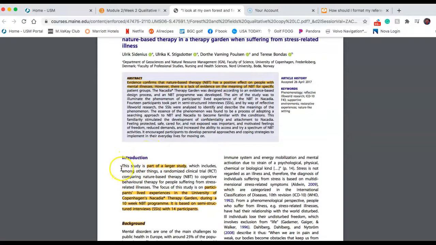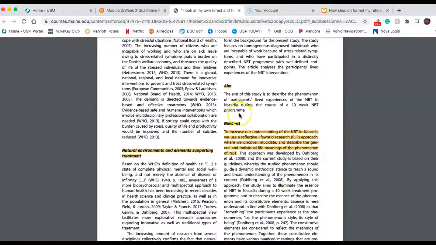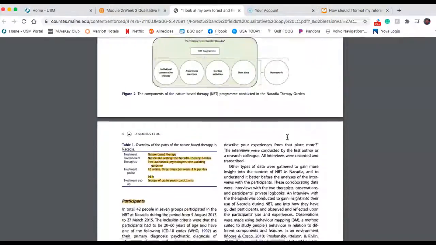In the introduction, right here, it says this study is part of a larger study. If this was a summary of other people's work, it might start out as, the purpose of this report is to summarize the findings of 10 research studies on this particular topic. So we get into some background, the aim, another clue right here, the method. What was the methodology that these researchers used? Right in here they tell what it is. Once again, an indicator of primary source research.